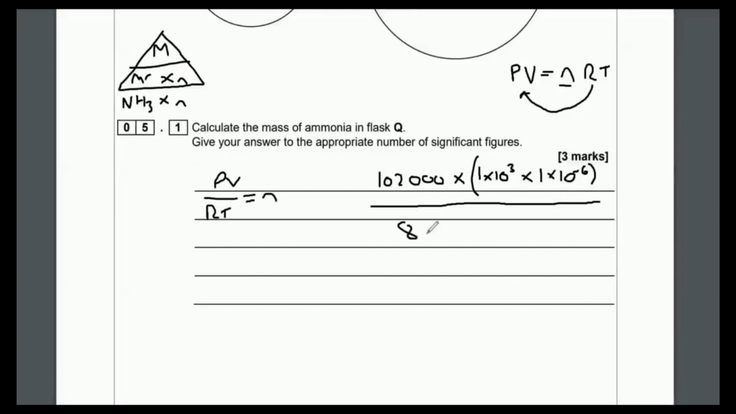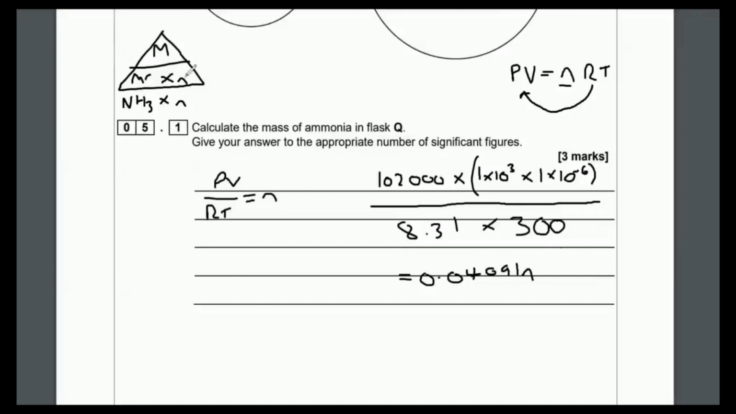Now I have 8.31 for R, and I have 300 for the temperature. Sometimes they give that to you in degrees. Just add 273 to change to Kelvin. And then what we want to do is work out what the moles are. And the moles work out as 0.04091, whatever. You could keep writing and writing, but you keep it in your calculator.